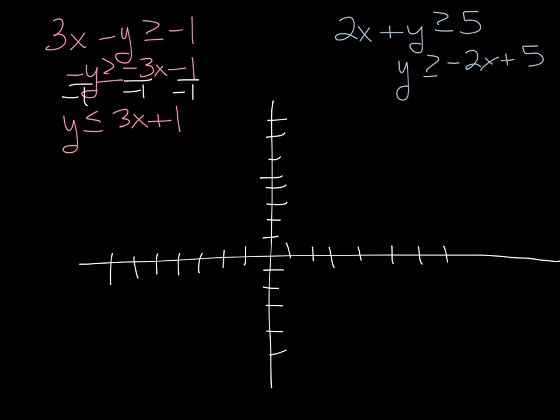So I'm going to graph the pink one first. With the pink one, I go up 1, plot a point. Again, the bar is there, so I'm doing a solid line. I'm going to go up 3 from that point to the right 1. Up 3 to the right 1. And draw my line. Okay. Now the blue line, I need to go up 5. 1, 2, 3, 4, 5. And now I'm going to go down 2 to the right 1. Down 2 to the right 1. And draw my line there.